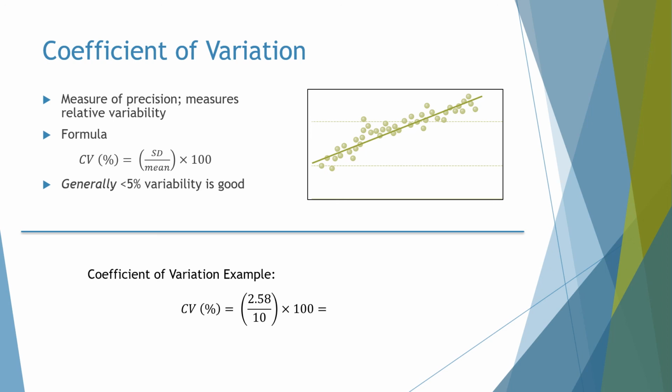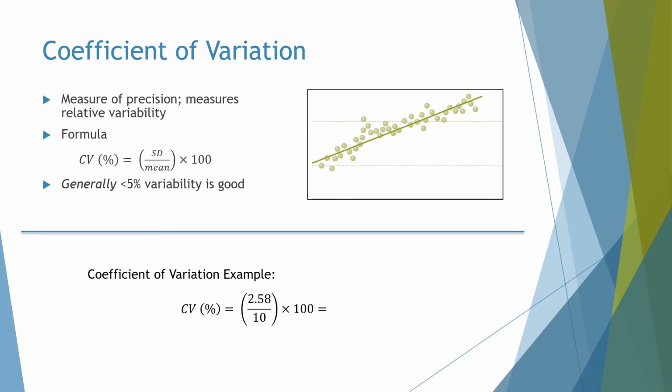CV, in terms of the lab, might be used to compare standard deviations of test results that are expressed in different units or different concentrations. Or it might be used to compare test results from 2 different labs. So a visual representation here, if you have your mean, which is the straight line on the chart, the CV is measuring the variation in the points around the mean. You generally want your points to be closer to that line, so there is less variability. Less than 5% is generally a good CV, but there are always exceptions to that.